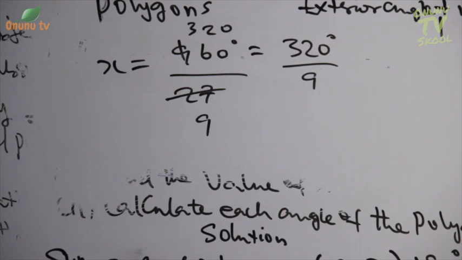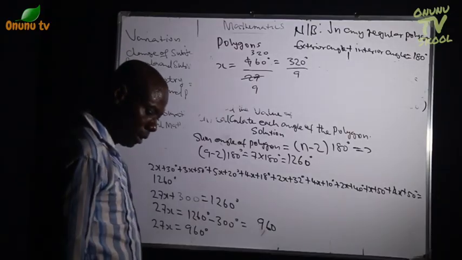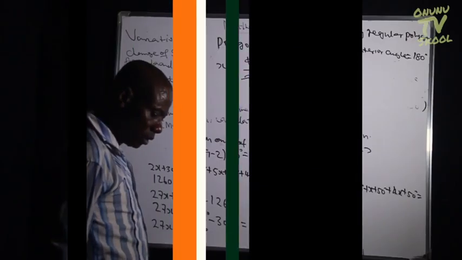So for us to get the value of each angle, all we have to do is to multiply this by x and add to this, please. You can do that at your convenient time. It's not something impossible to do. Something very, very possible. So we go to our next topic, which is mensuration.